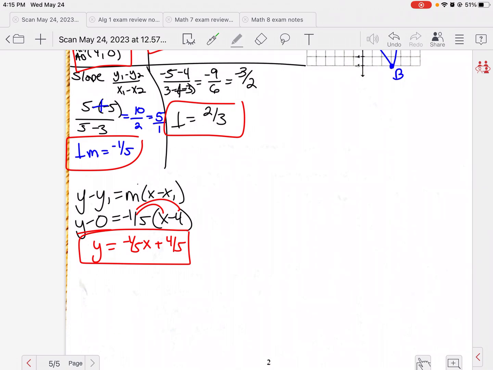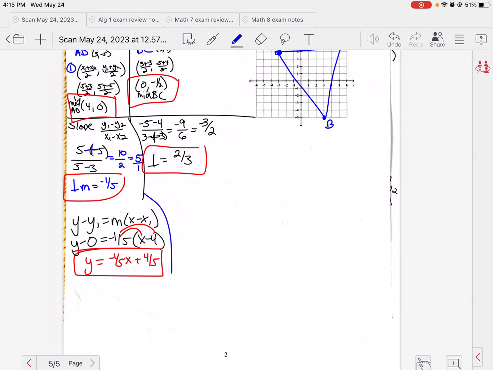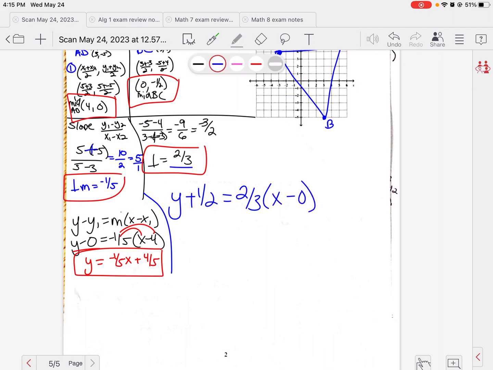We're going to go ahead and do the same thing over here for BC. So we have our y minus y1, which was the -1/2. So that actually becomes a +1/2 equals our slope, which is 2/3, times x minus 0.